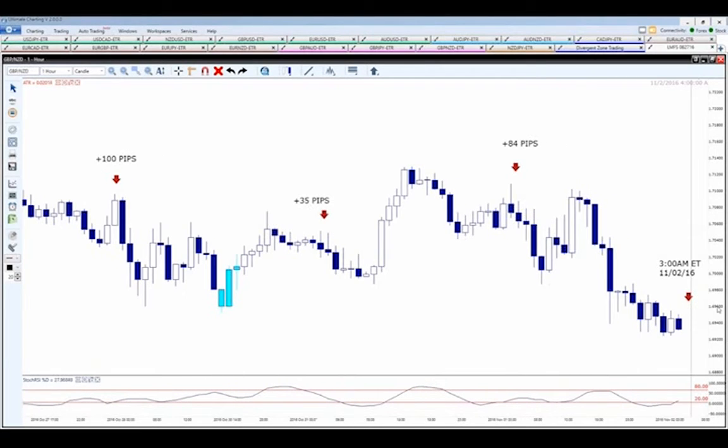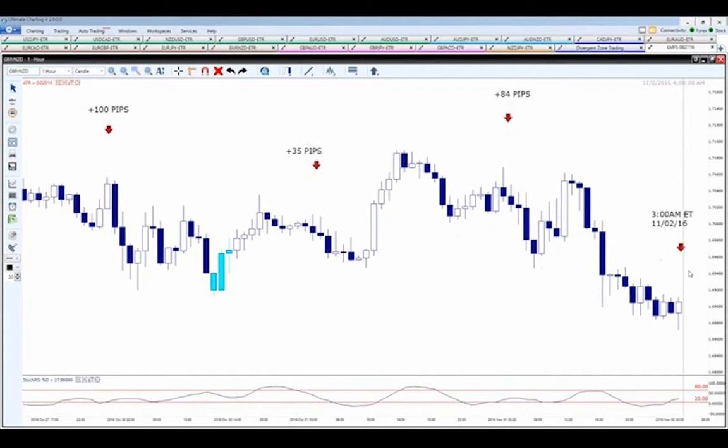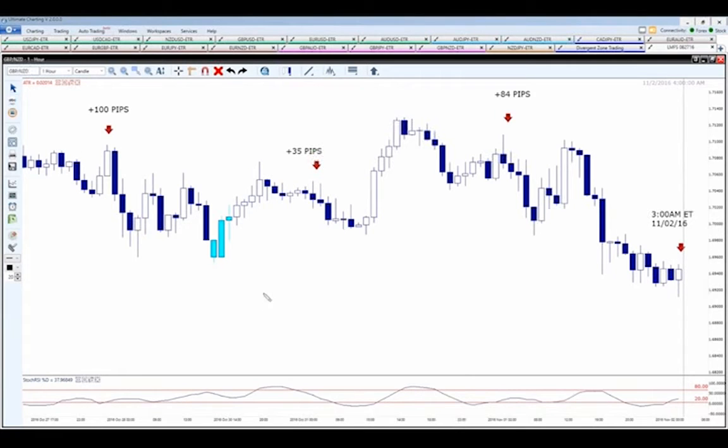So let's go ahead and zoom in. Somebody's just asking what this is. This is called the London Daybreak Trading Strategy.